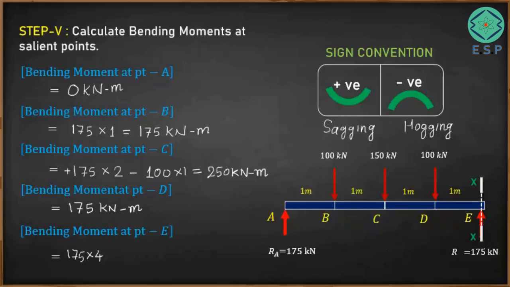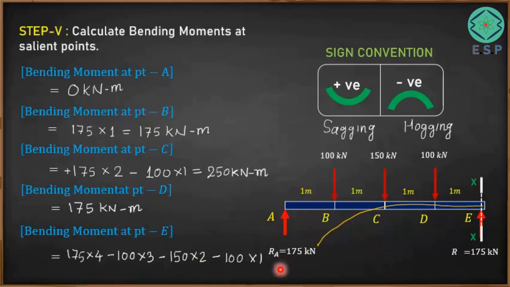Similarly, the bending moment caused by this force, that is 100 kilonewton at this point E, is going to be 100 times 3, but it is going to bend the beam in this fashion, so it is hogging, that is negative bending moment, so you will be getting minus 100 into 3. Similarly, bending moment caused by 150 will be negative, because the beam is going to bend in this fashion, so minus 150 into 2. And the last we have 100 kilonewton into 1, and again the beam is going to bend in the same fashion, that is negative bending moment, so it is minus 100 into 1.